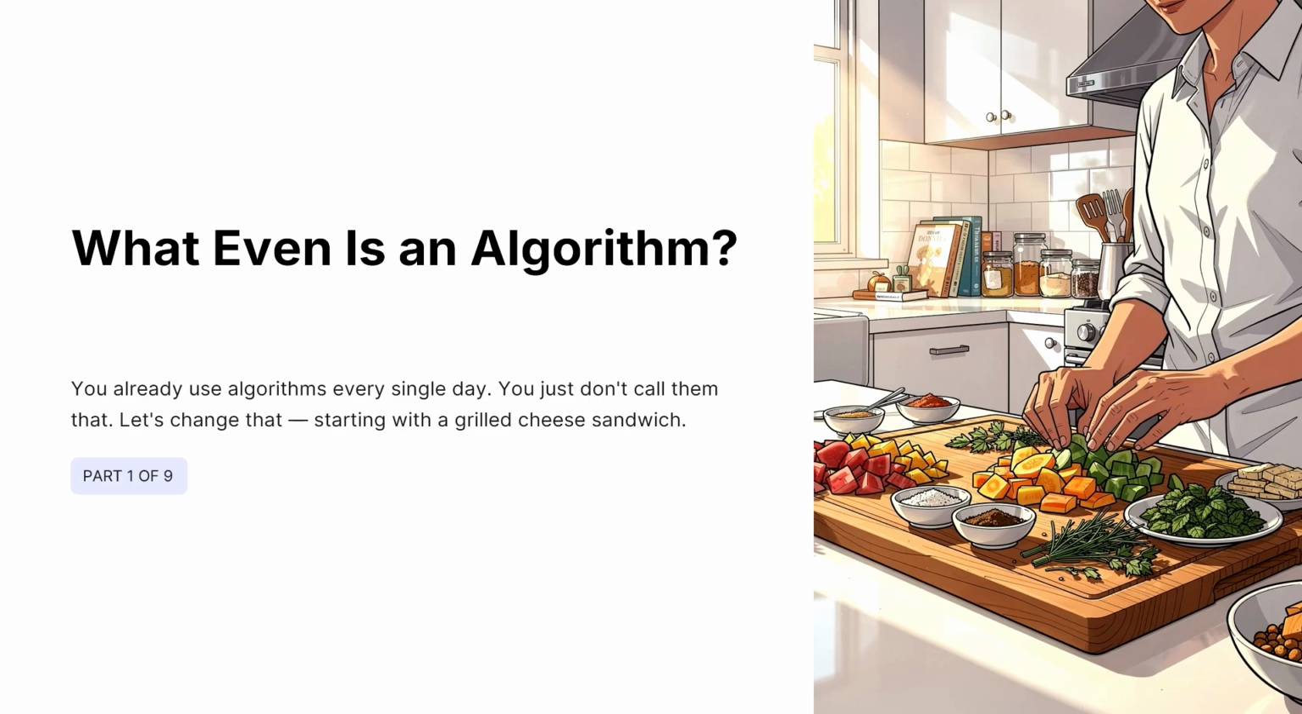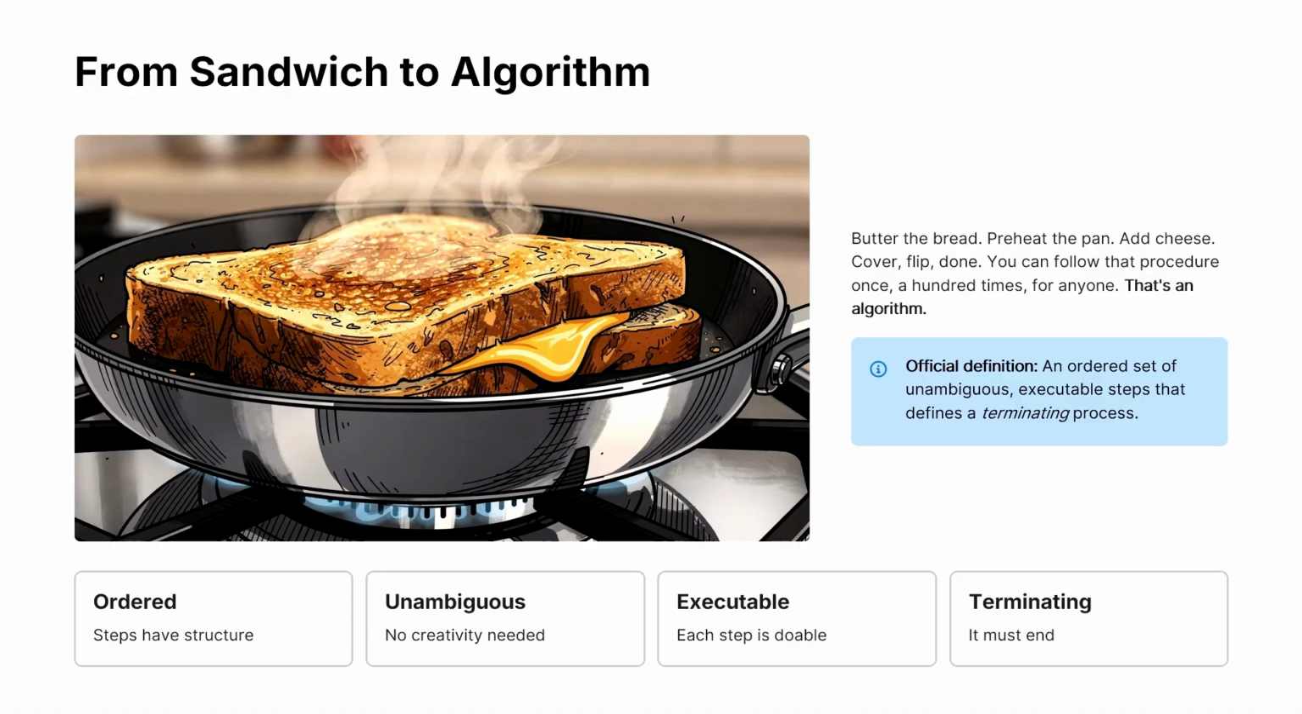Let's start with something simple. You're making a grilled cheese sandwich. Butter the bread. Preheat the pan. Bread side down. Add cheese. Cover it. Flip it. Done. That's a procedure. You can follow it once, twice, 100 times. For yourself, for your roommate, for the whole house. The procedure doesn't change. Only the specific sandwich does. That right there is an algorithm.